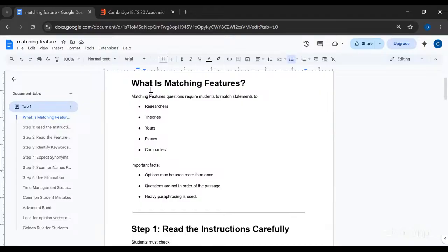Moreover, you have to use the elimination technique here, for these sort of questions. We have to use the elimination technique, that if we can eliminate specific options, we should. Also there is one more thing: we have to read the instructions more carefully, like either it's saying that we can choose one option more than one time, or we can use it only a single time.